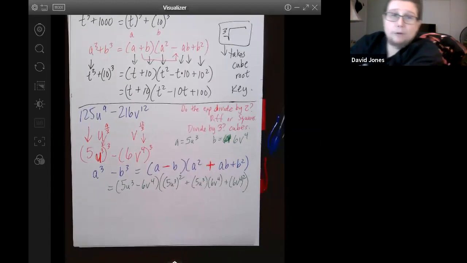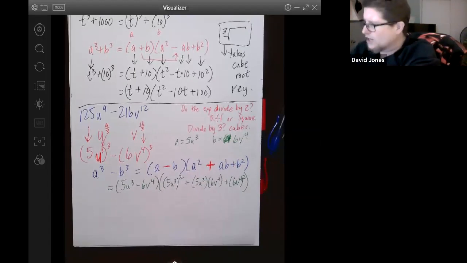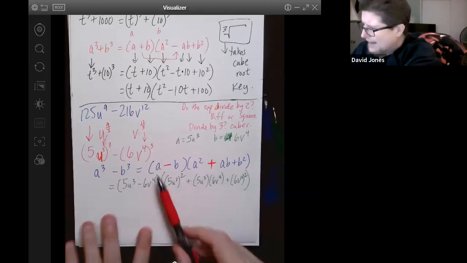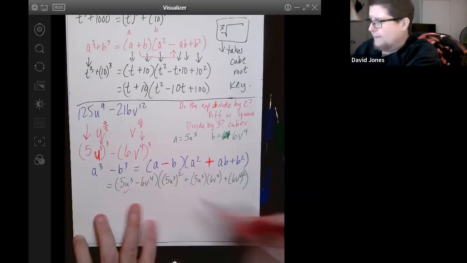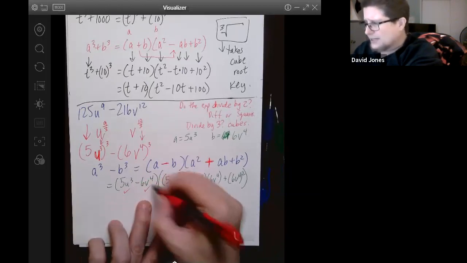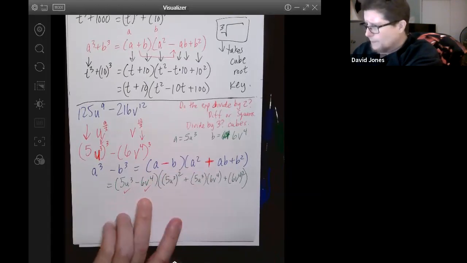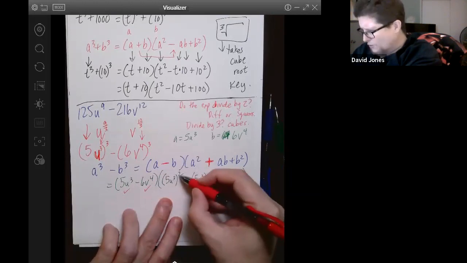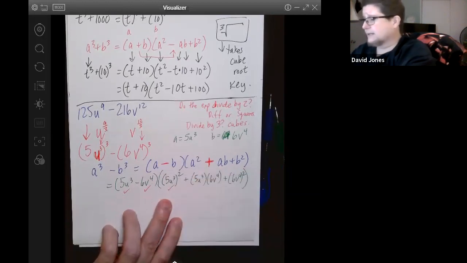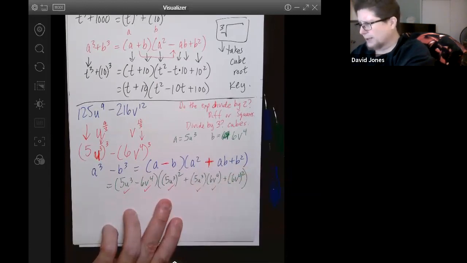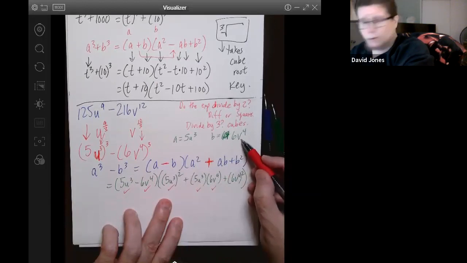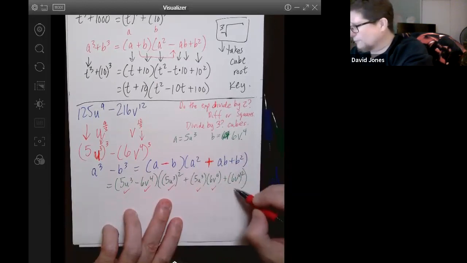Now here I would pause, make sure I did that correct. Just pause and double check. I've got a is 5u cubed, that matches out. B is 6b to the 4th, that's correct. A squared should be 5u cubed squared, that's correct. That was A and that's B, and they're multiplied together, that's correct. And B was 6b to the 4th, so I need 6b to the 4th squared, that's correct.